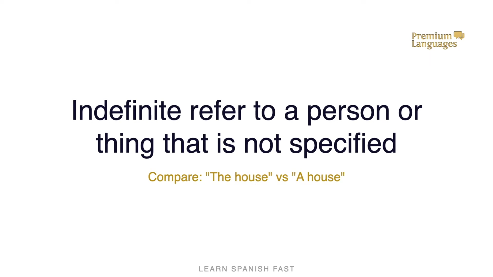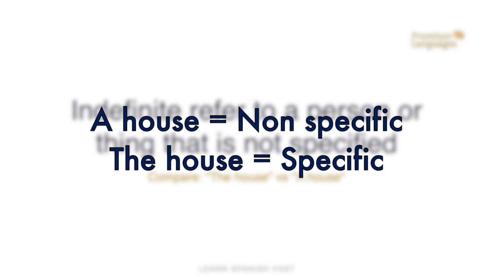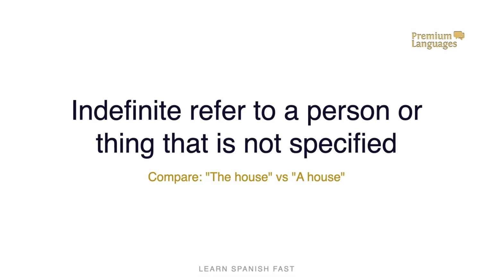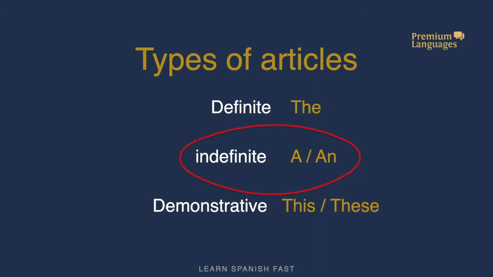By definition, these articles refer to a person or a thing that is not specified. For instance, when we say a house, we do not refer to a specific house, but when we say the house, we already know the house we're talking about. Again, just a quick reminder of the types of articles and the one we will be tackling in this lesson, the indefinite.